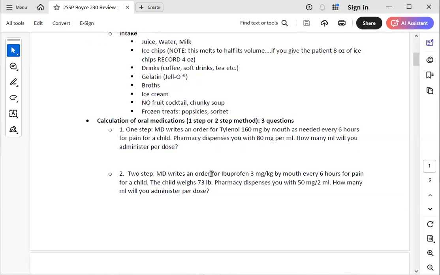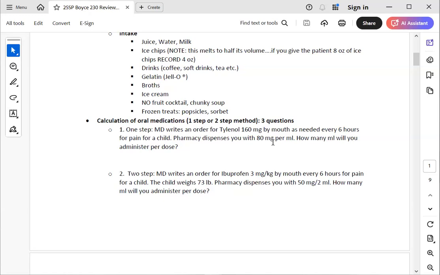What makes something 1 step versus 2 step? 1 step just means you're just going to convert milligrams to milligrams per milliliter. So in this instance, the order is Tylenol 160 milligrams. You have available 80 milligrams per mL. To find how much you're going to administer, you just take 160 divided by 80, and that gives you your mL. So you would administer 2 milliliters per dose. That is considered 1 step because you only have to do 1 calculation.